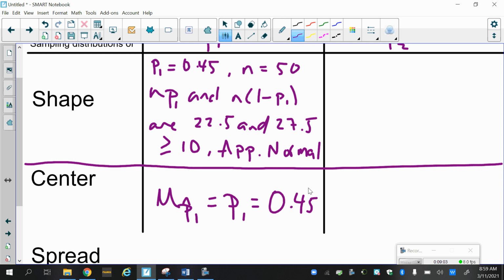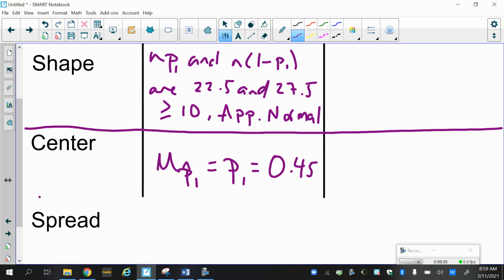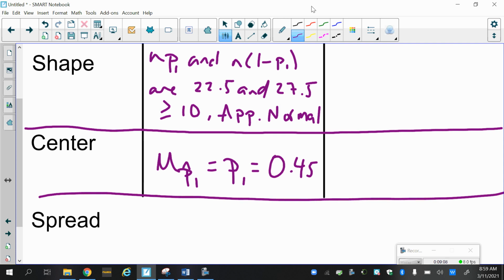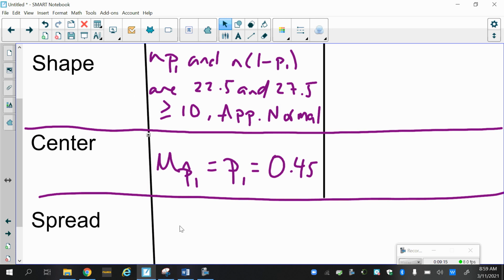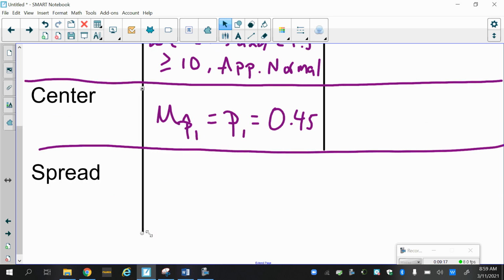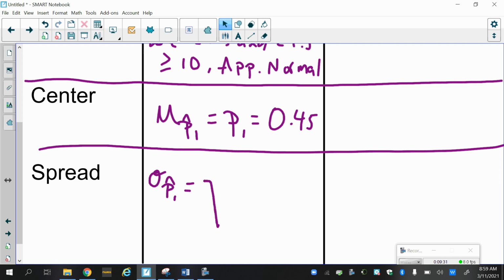Okay. And then the spread, which we will measure by the standard deviation, is the square root of p1 times 1 minus p1 divided by n. We've already derived these, so feel free to look back at your notes if you're confused as to where this is coming from. This should seem very familiar.